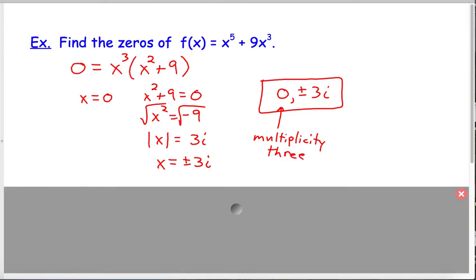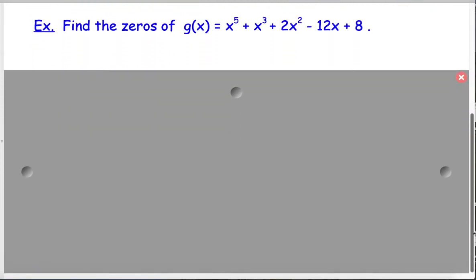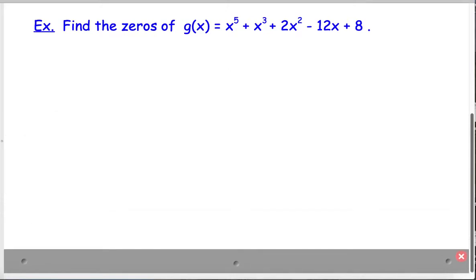And I could think of the factorization of this as being x times x times x times x squared plus 9, or x minus 3i, x plus 3i. And so there are 5 factors, and there are 5 zeros, but one of them has multiplicity 3. Let's look at another example. And this is really going to put together everything that we've learned so far. All right, find the zeros of this function.